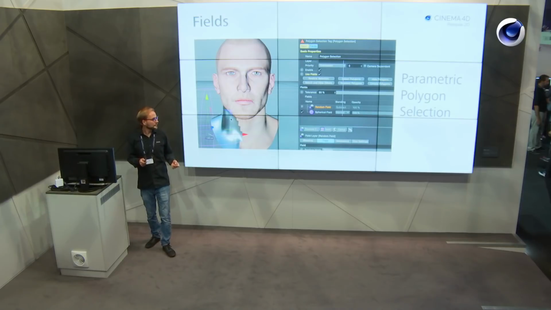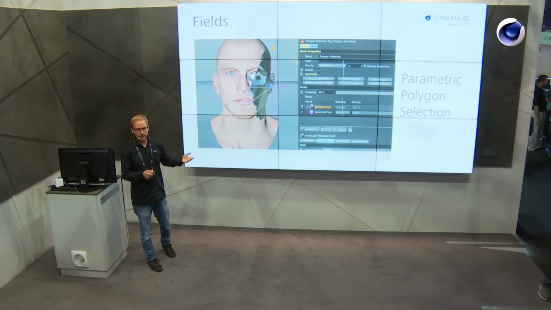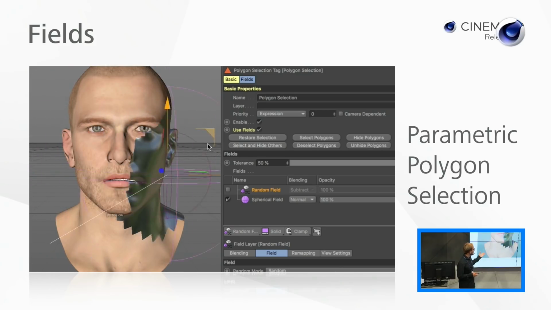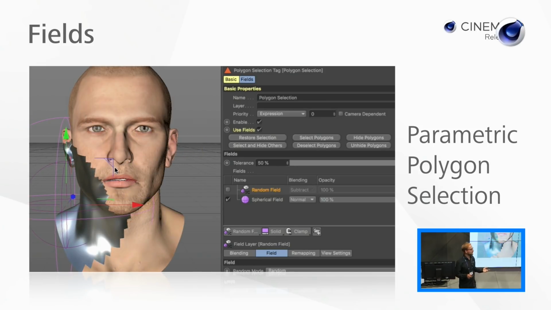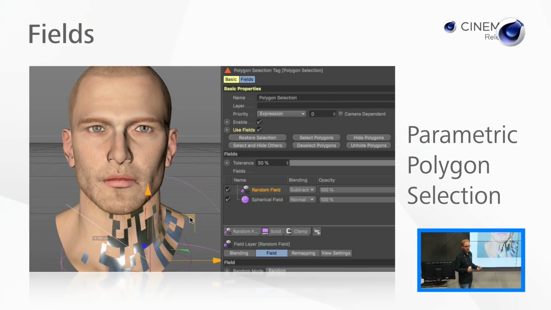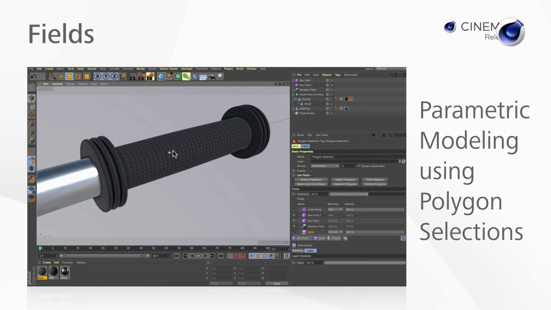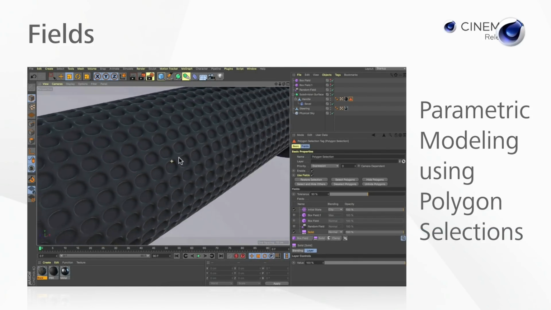Parametric selections. I showed that to you before in the video, but here you see I move around this spherical field and the polygon selection reacts to it dynamically. It's just awesome. Here again used as the modeling tool, but I will skip this because you already saw it.